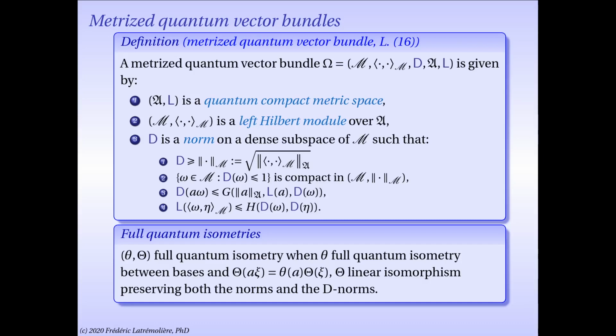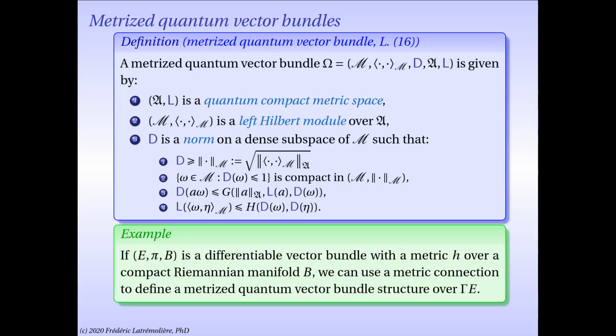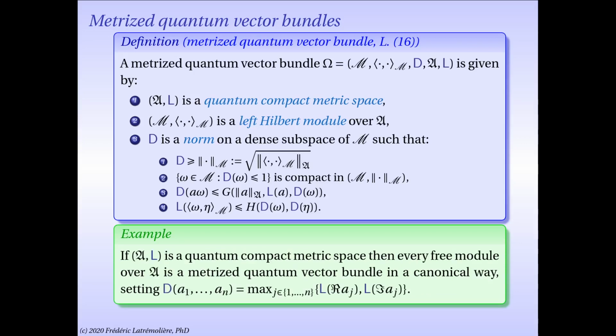We have seen examples of such structures. First, the construction we outlined using a metric connection to define a new norm on the Hilbert module of continuous sections of a vector bundle over a Riemannian compact manifold gives us an example of a metrized quantum vector bundle. Second, and quite in a different spirit, any free module over a quantum compact metric space gives an example of a metrized quantum vector bundle.